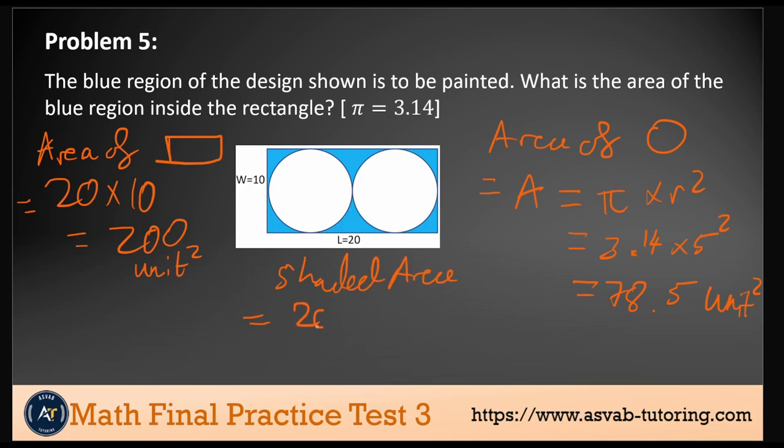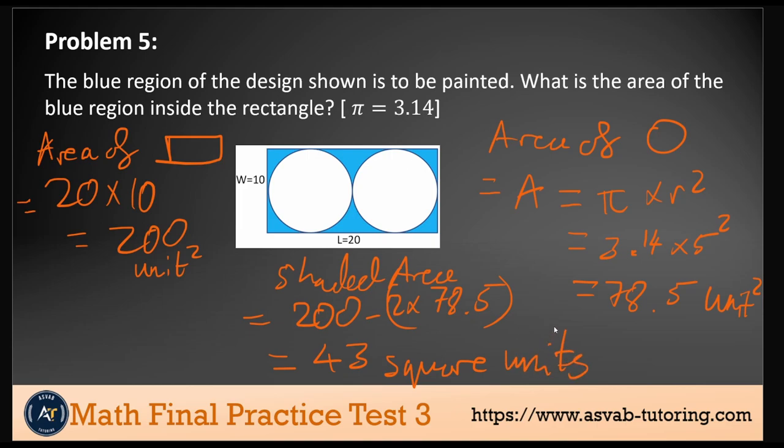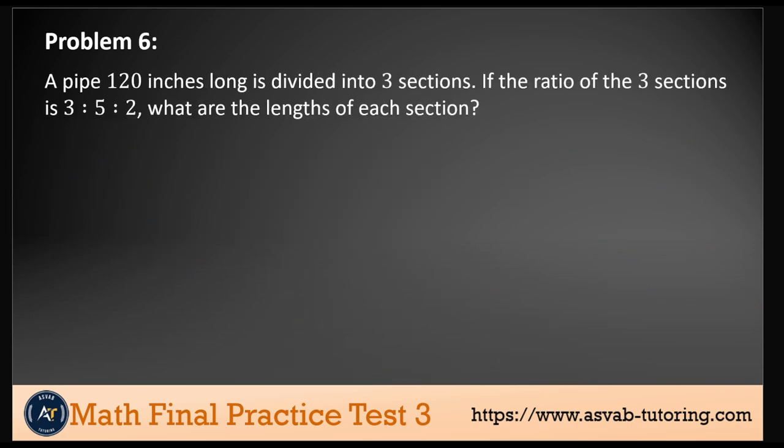Which equals 200 minus 2 times 78.5. We can just put parentheses around that for ease of use. Now we have 43 unit squared, or if you would rather prefer, as I mentioned before, you can have 43 square units. And that is our final answer. Okay, moving on to the next problem.